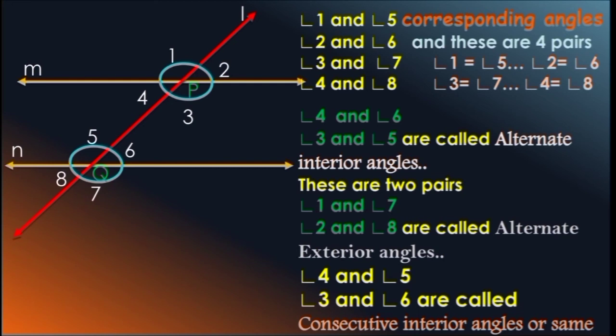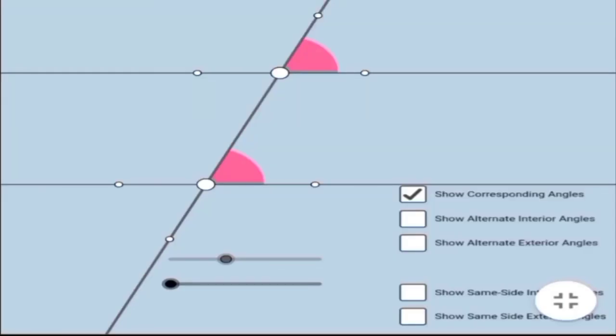These are the main types of angles when a line intersects at two distinct points. It is called a transversal, and these are the very important angles: corresponding angles, alternate interior angles, alternate exterior angles and consecutive angles. Showing corresponding angles. These are alternate interior angles, alternate exterior angles, same side interior angles, same side exterior angles.